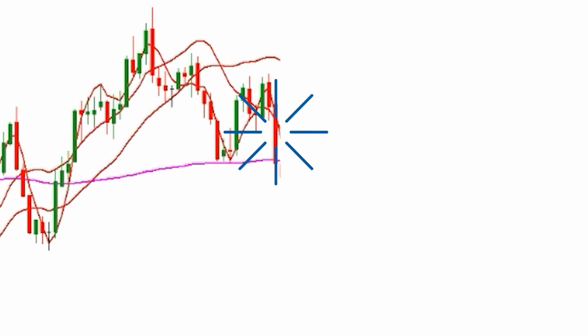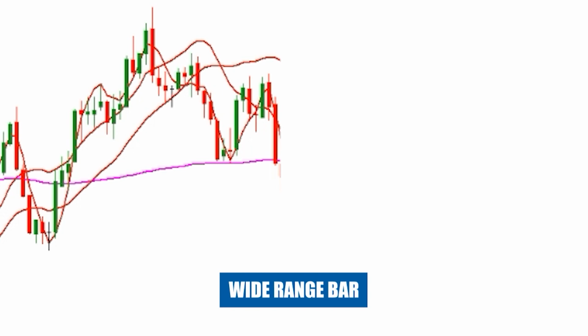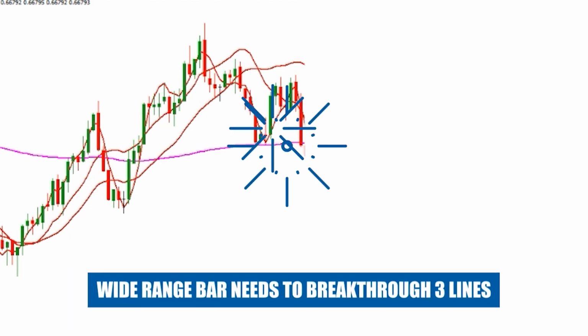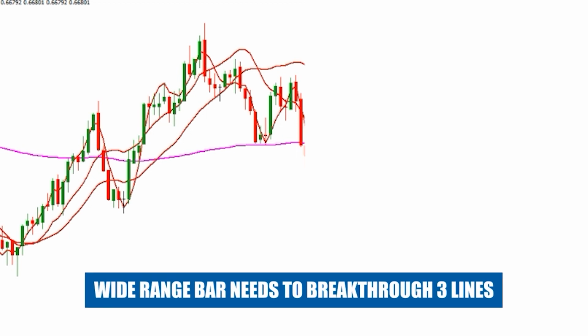Firstly, we need to find a wide range red bar. Now, the way you can tell it is wide range is that the surrounding bars will be significantly smaller. Secondly, the wide range bar needs to break through at least 3 of the 4 lines of the chart, which ultimately signals price passing through multiple time frames, which makes our entry that much more powerful.